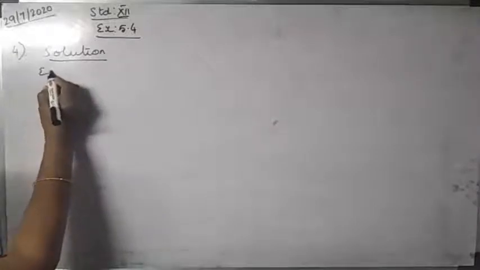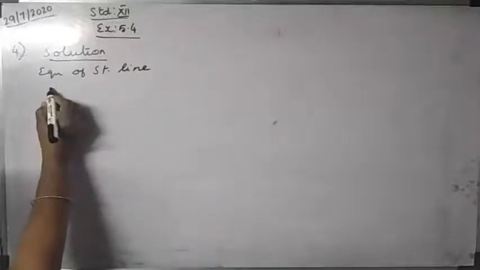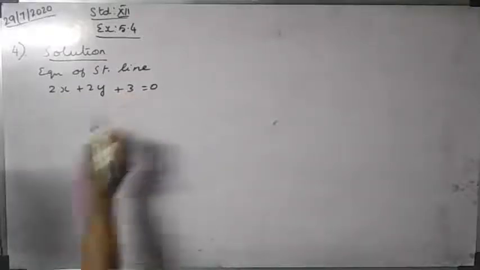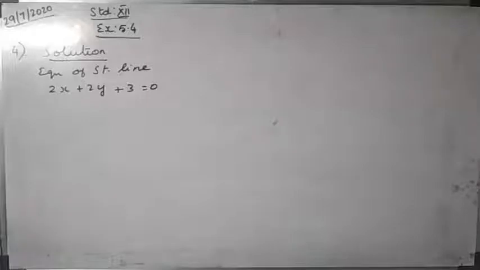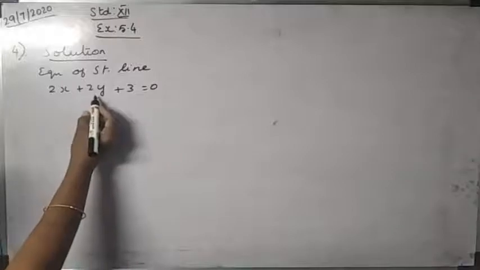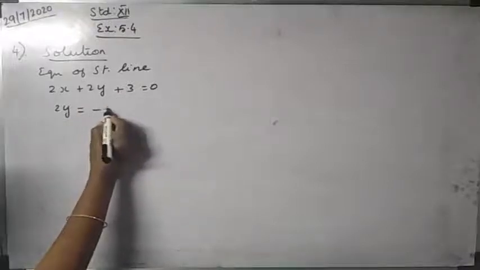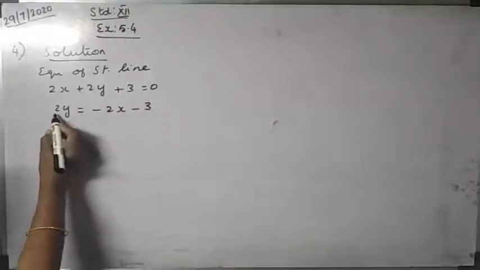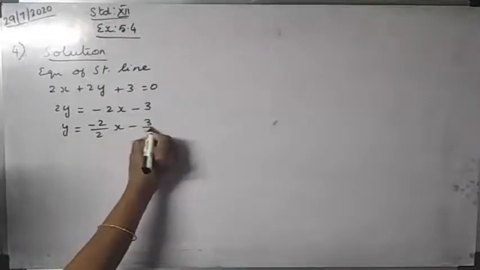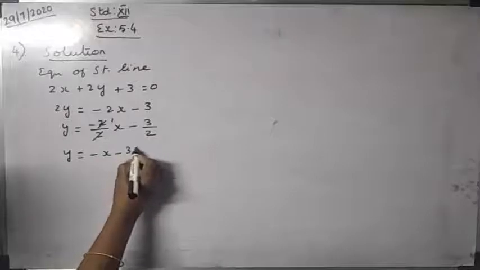And what is the equation of straight line? It is given. Equation of straight line is 2x plus 2y plus 3 is equal to 0. Now bring this to the standard form of straight line, that is y is equal to mx plus c. Therefore you keep this 2y on the left hand side itself. Bring these two numbers to that side, it becomes minus 2x minus 3. Now bring this 2 to this side, it becomes y equal to minus 2 by 2x minus 3 by 2. If you cancel this, you get y is equal to minus x minus 3 by 2.